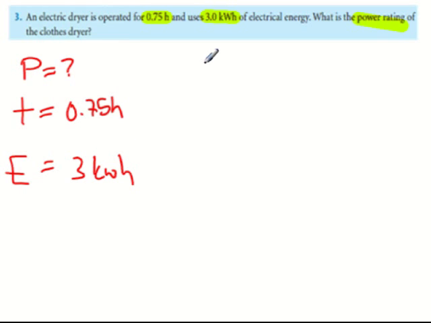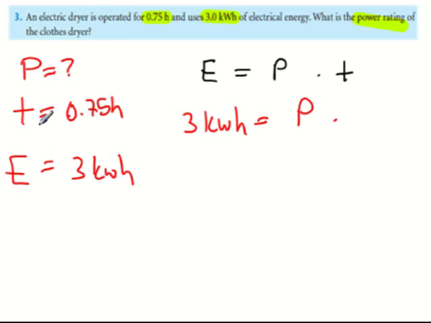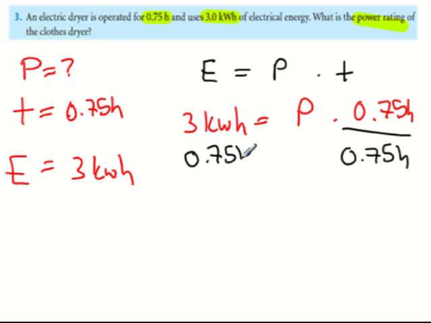Our equation is energy is equal to power times time. We'll substitute the values that we know. We know that energy is 3 kilowatt hours. Power is unknown, we'll leave it as P, and time is 0.75 hours. We need to do a little bit of algebra here. We want to divide both sides by 0.75 hours. On the right side, it cancels out.